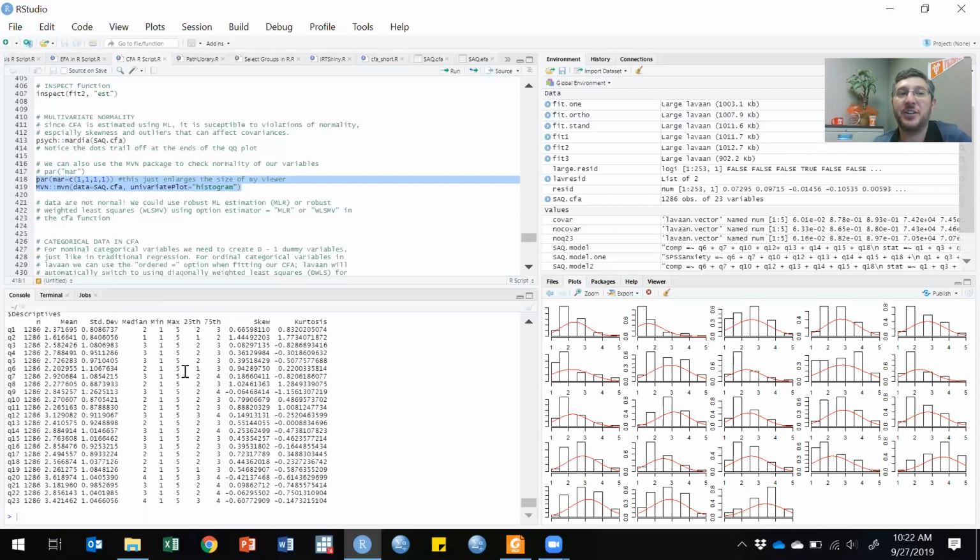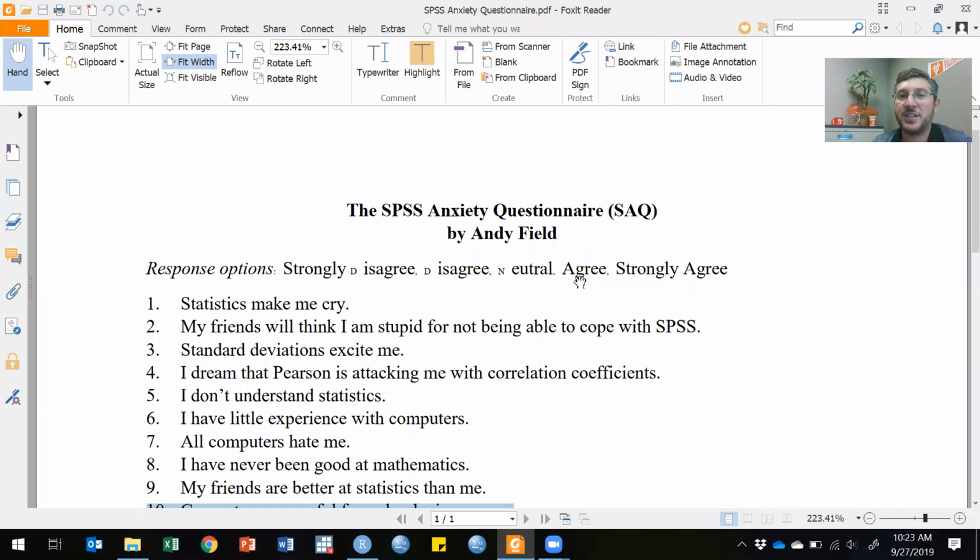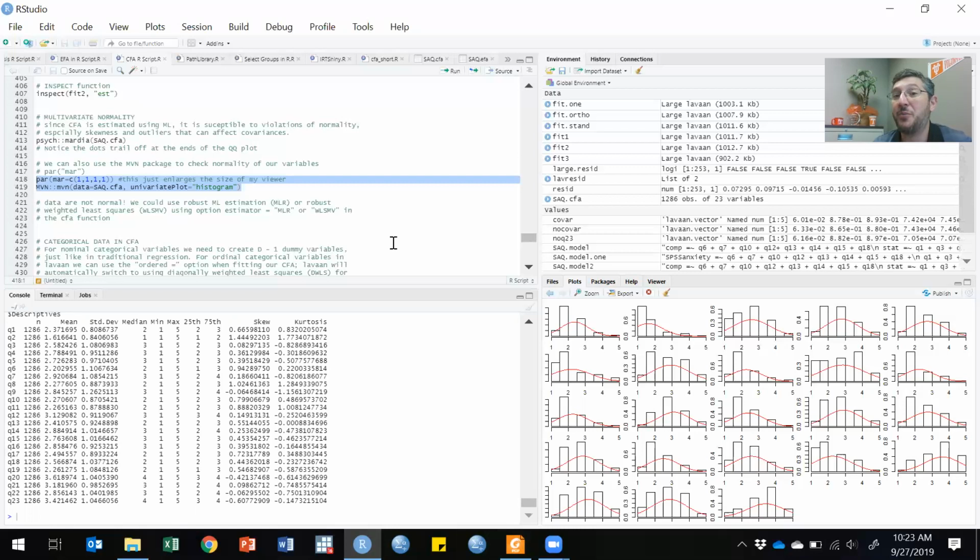You can see here it also prints out some more descriptive statistics. Here are the histograms, so you can see. I mean, we knew these were categorical data, with only, was it five response options? I forgot. Yeah, 1, 2, 3, 4, 5 response options. So it might be questionable whether or not we want to treat these as continuous data. If nothing else, I would probably use the robust maximum likelihood estimator.